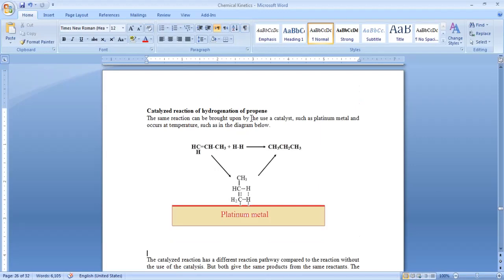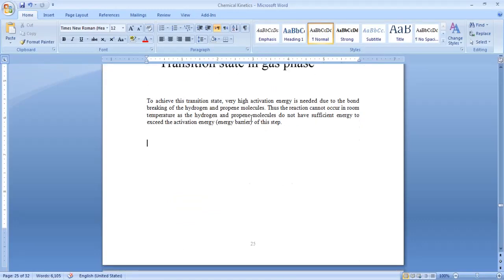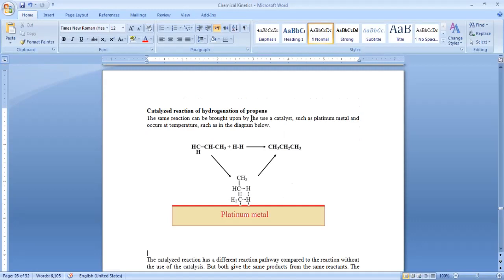So when it is adsorbed on the platinum metal, the bond between carbon-carbon weakens, the bond between hydrogen and hydrogen weakens, and there's a partial bond formation between the carbon and the hydrogen of the hydrogen gas. This is the transition state of the catalyzed reaction, but it will give you the same product as the non-catalyzed reaction. So if you compare the catalyzed reaction and the non-catalyzed reaction, the non-catalyzed reaction occurs at lower temperature and it has lower activation energy.